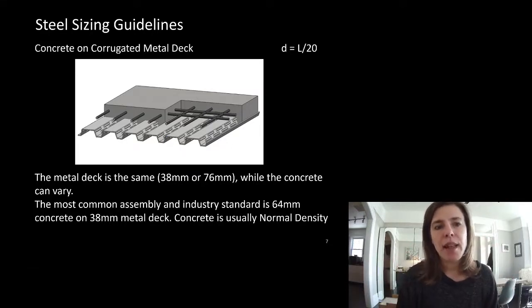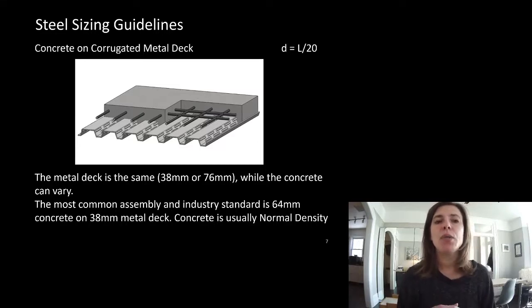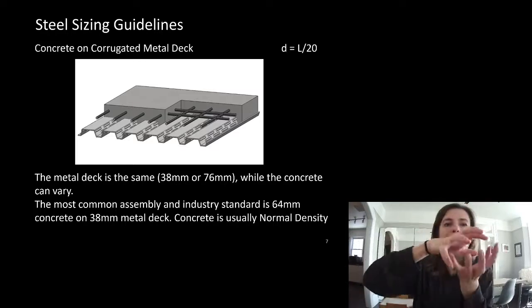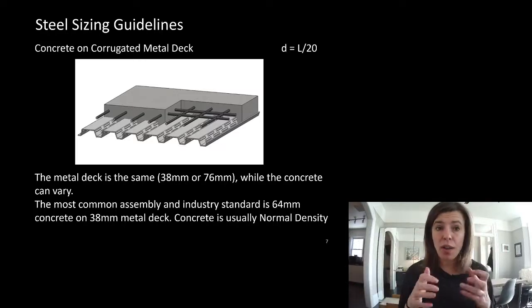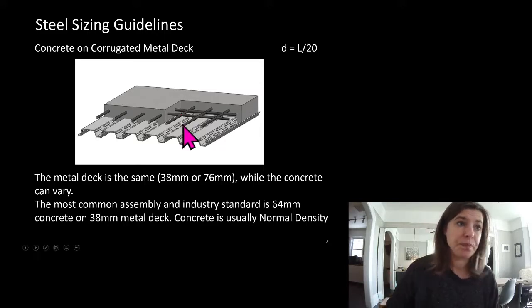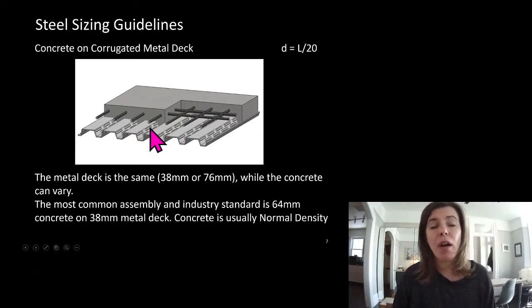One of the last lectures of Structures 2, we talk about composite action, and that's where we don't just have two disparate materials, we take them and make them work together. And it's not as simple as you would think. We have to do things to make them work together. These little dimples in our normal metal deck are what make these two things work together.